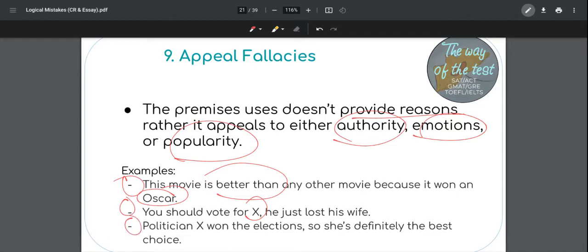And the last example: politician X won the election, so she's definitely the best choice. Again, this is what happens in democracy. All we can argue is that she won the elections, but we don't know whether she's the best. All we know is that she won. So be very careful to distinguish, and words do matter. Popularity is not equal to quality. Again, this also happens with users of any app or any product that you buy. Just because a lot of people have it doesn't make it the best.